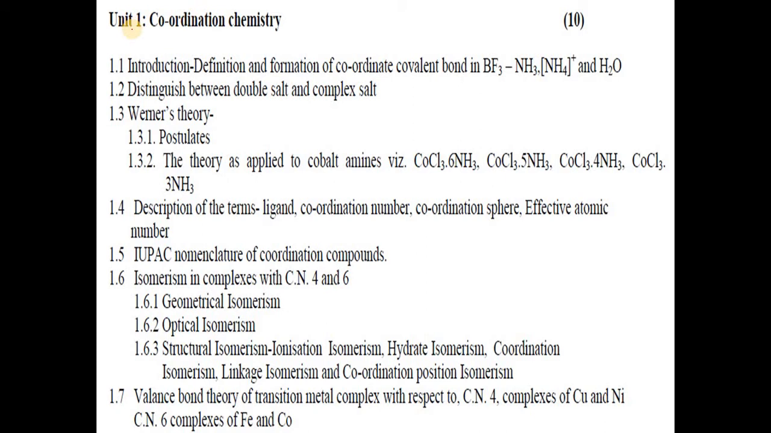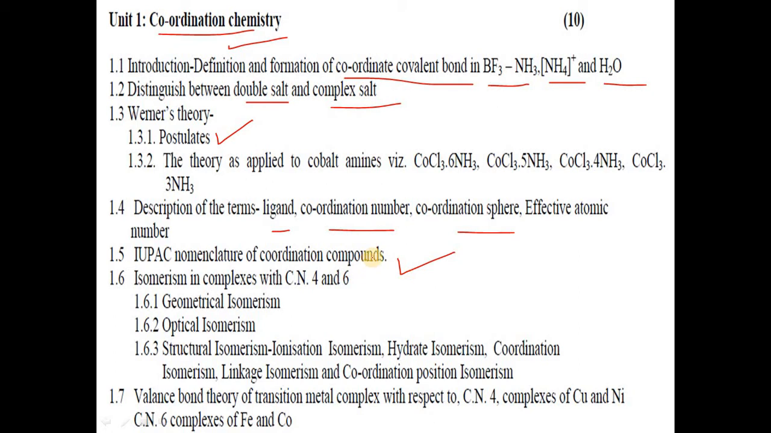Before that, unit number first, coordination chemistry, consists of: first, definition and formation of coordinate covalent bond in BF3, NH3, NH4 plus and water. Second point is distinction between double salt and complex salt. Then Werner's theory. Then terms like ligand, coordination number, coordination sphere, effective atomic number, then IUPAC nomenclature, and along with that we will see some stereochemistry regarding the complexes of coordination number 4 and 6.